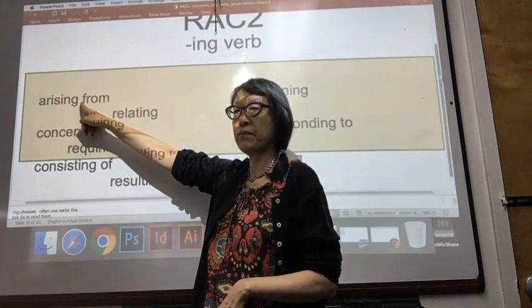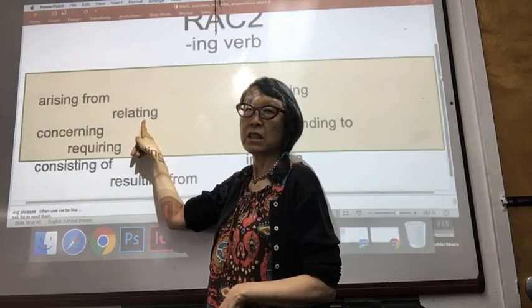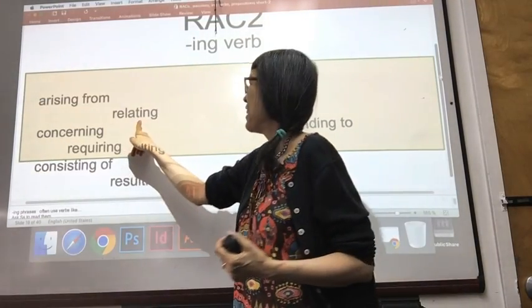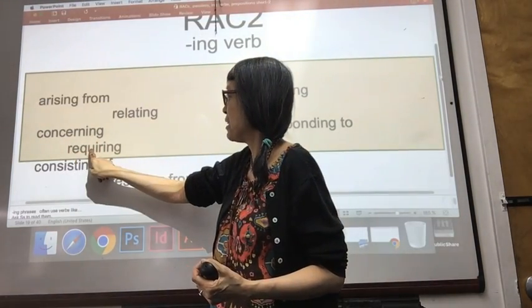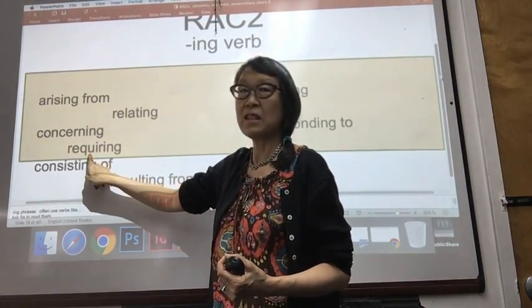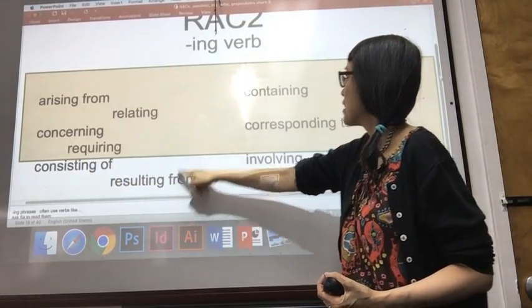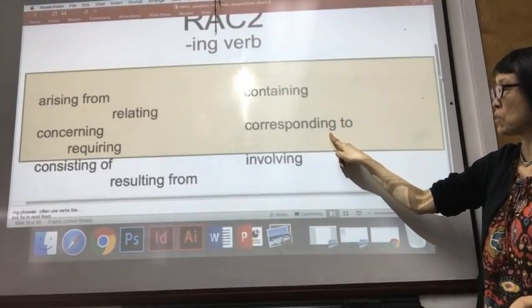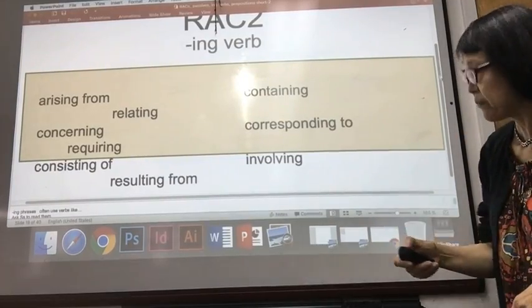So Xuan, Arising from. Kai, Relating to. Jeremy, Concerning. Mona, good. Aaron, Consisting of. Kaki, Resulting from. Yang, Containing. Xuan, Corresponding to. And Kai, Involving. Okay.